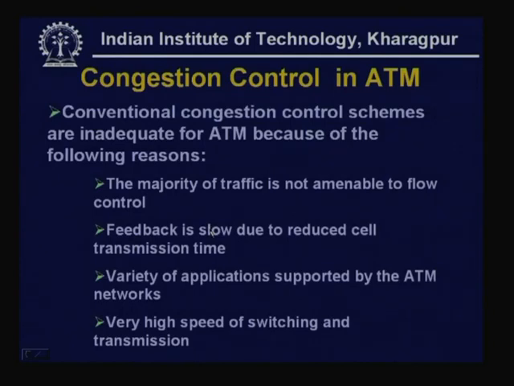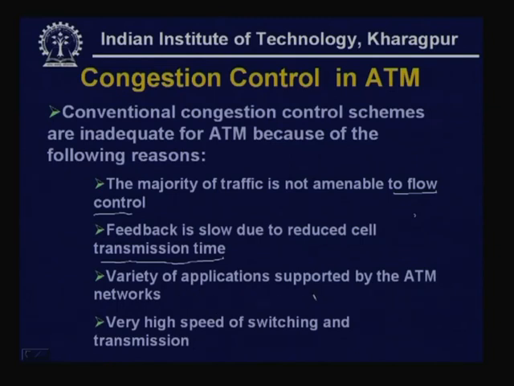And let us see how congestion control is performed in ATM. Conventional congestion control schemes are inadequate for ATM for the following reasons: the majority of traffic is not amenable to flow control because it uses real-time traffic, where you cannot enforce flow control. Feedback is slow due to reduced cell transmission time, because the propagation time is longer than transmission time. So, feedback is relatively slow.